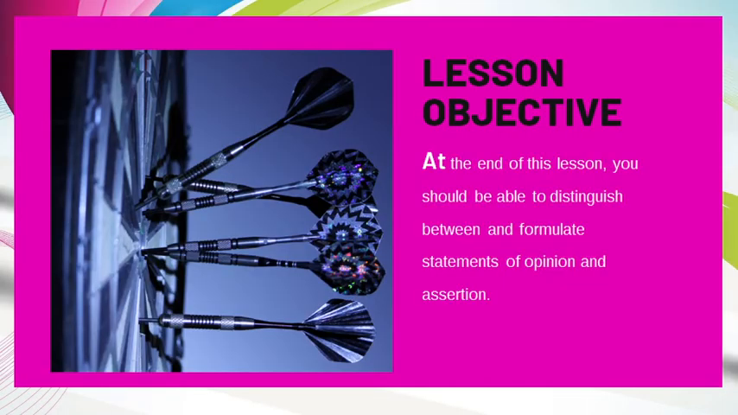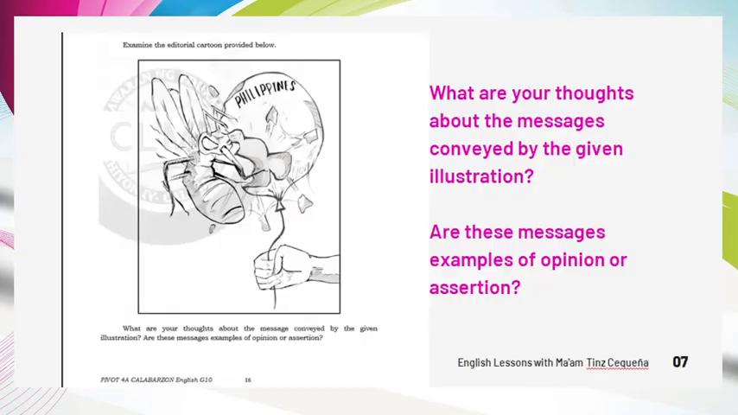So, our lesson objective is that at the end of this lesson, you should be able to distinguish between and formulate statements of opinion and assertion. In your module, using the PIVOT 4A CALABARZON English module, I would like you to turn to page 16 and examine the editorial cartoon provided in your module. So, what are your thoughts about the messages conveyed by the given illustration? Are these messages examples of opinion or assertion?